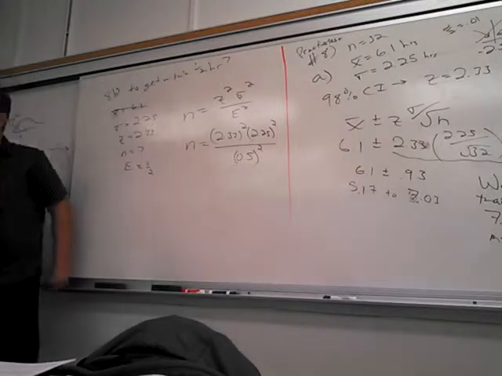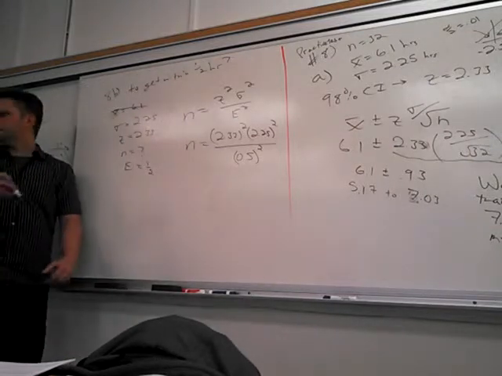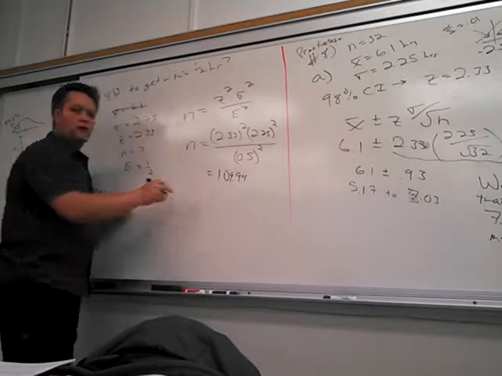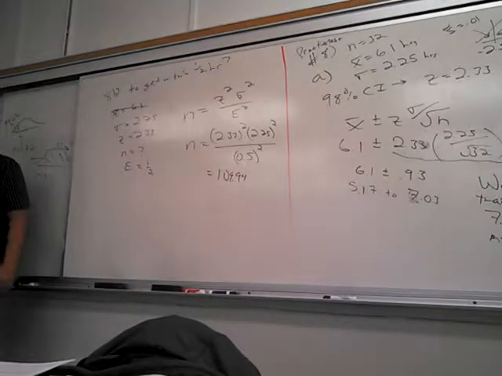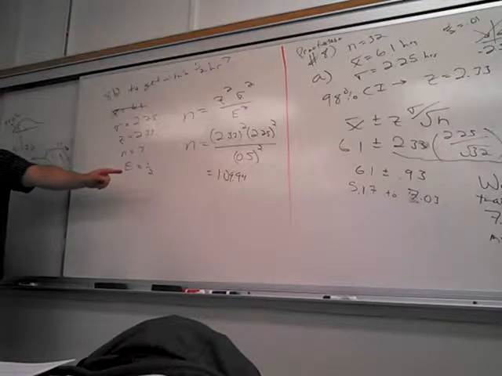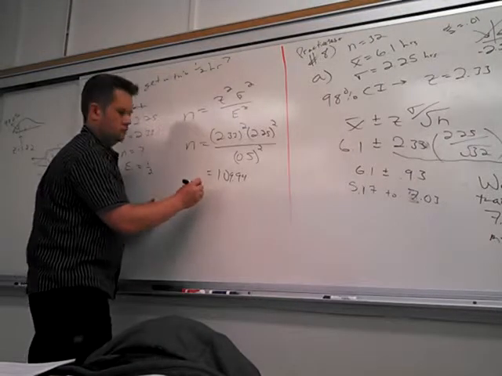What do you guys get for that? When you do that? 109.94. So then what do you always have to do, no matter what? Round up. Period. You got to have at least that many. So 109 is not enough. You got to go to 110. I got 140 something.